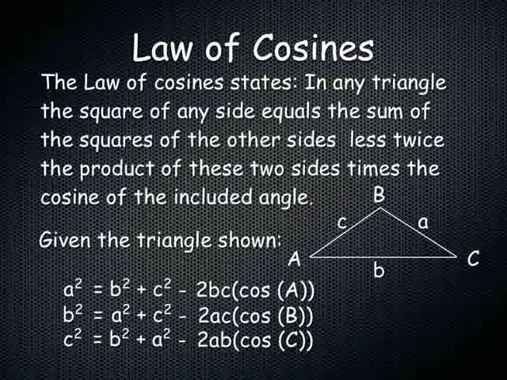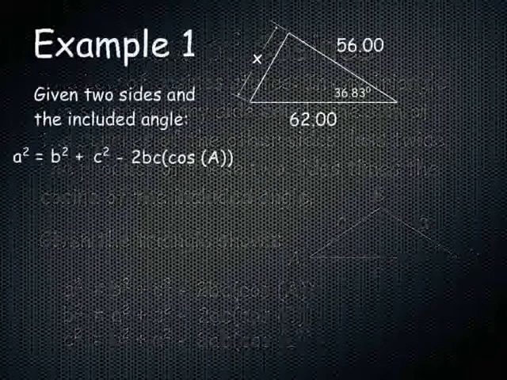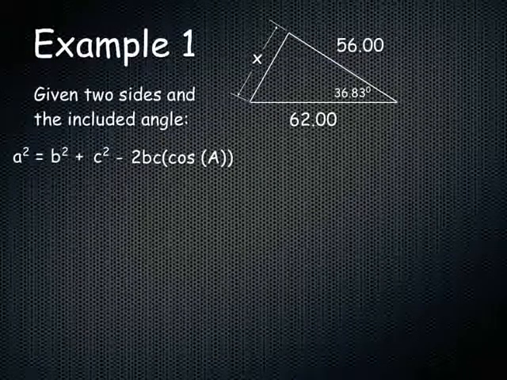So let's take a look at an example of this. Here we have an example given two sides and the included angle. So we have to have two sides and an included angle, in which case we can't use the law of sines. So we have to use the law of cosines in this case.